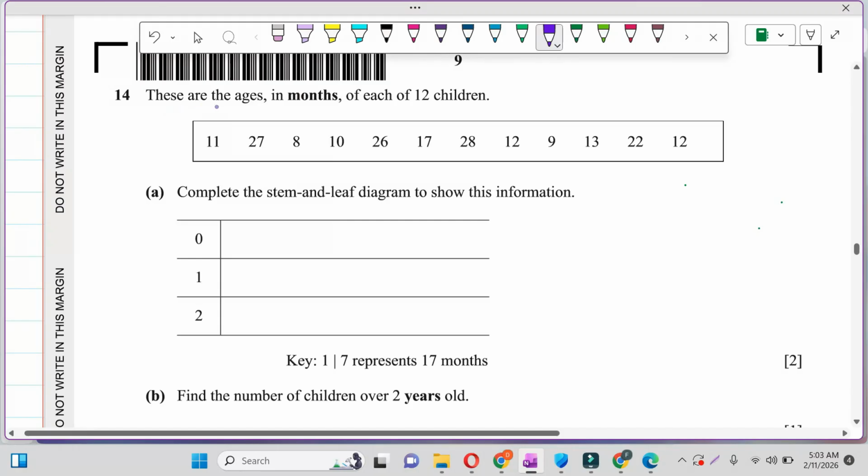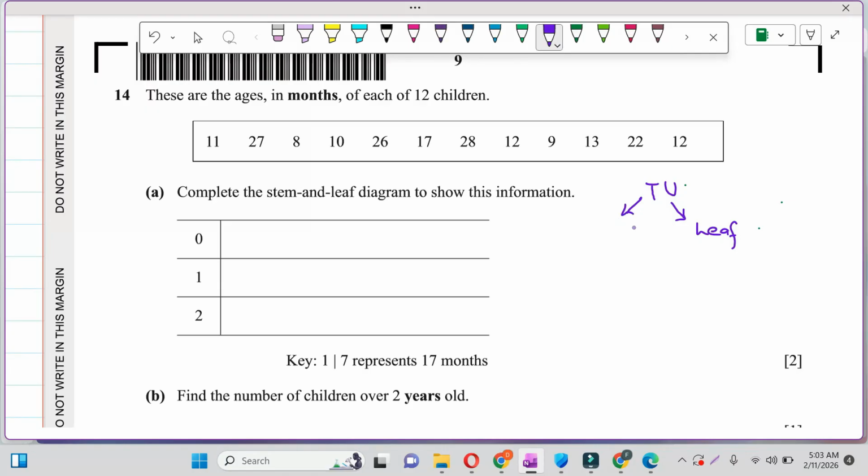Question number 40. These are the ages in months of each of the 12 children. Complete the stem and leaf diagram to show this information. First, we should know that if we have a 2-digit number, the unit digit always represents the leaf and the 10s digit always represents the stem.